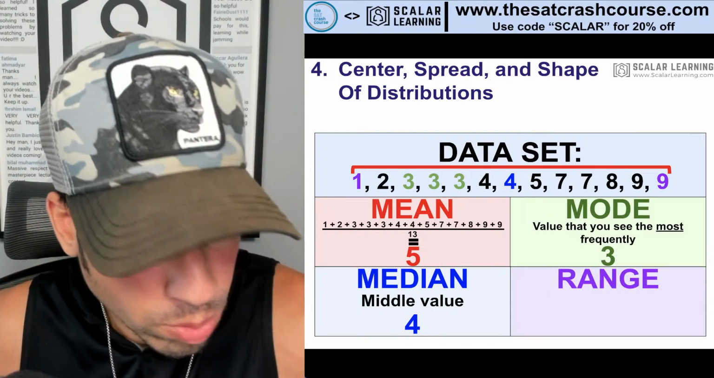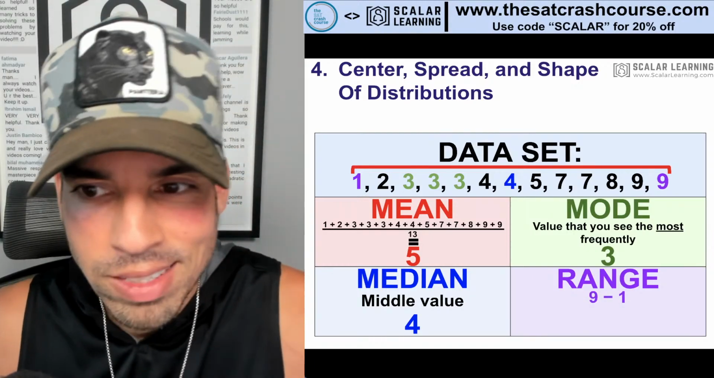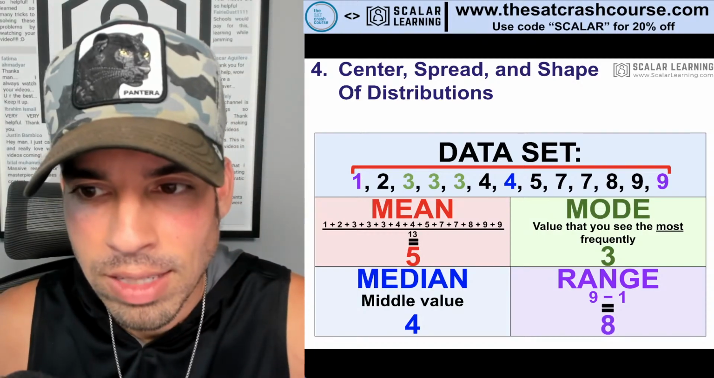But if we have 12, for example, the 6th value and the 7th value are technically sharing the middle space. In that case, to get the median, you take the average of those 2 values. And last but not least, we got range. Range is going to be the difference of the greatest and the least value, 9 and 1. 9 minus 1 gives us a range of 8. That's how you do it.